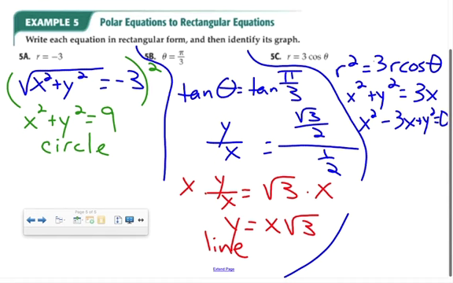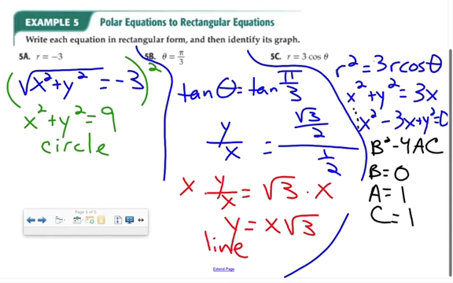Now, if you're looking at this equation and not quite knowing what to make of it, remember, you have a formula that will help you figure this out. Remember that b squared minus 4ac is something that we can use to figure out what kind of equation this is. So my b value is 0, since this equation doesn't have an xy term. My a value is 1, because it's the coefficient of the x squared term. My c value is also 1. So let's find b squared minus 4ac. That'll be 0 squared minus 4 times 1 times 1.